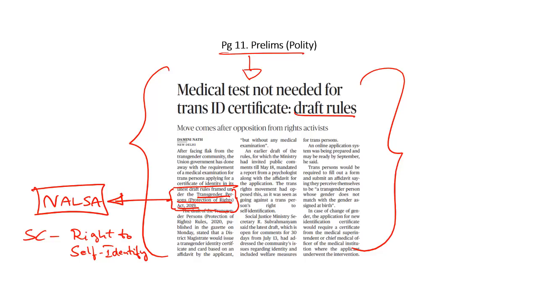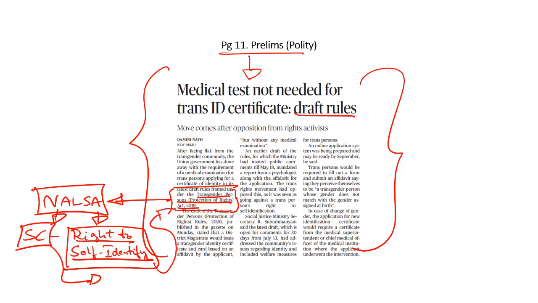Because in the NALSA case, the Supreme Court had said that a transgender person has the right to self-determine or self-identify his gender identity. The Supreme Court has said there was no need for any medical intervention or medical examination. But the law passed by the Parliament in 2019 went against this judgment of the Supreme Court, and it mandated a medical test in order to obtain a transgender ID certificate for availing the benefits of this legislation. But after facing a lot of opposition and criticism, the government has decided to drop this requirement of a medical test under the draft rules.